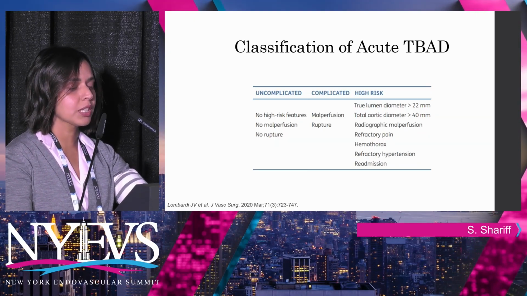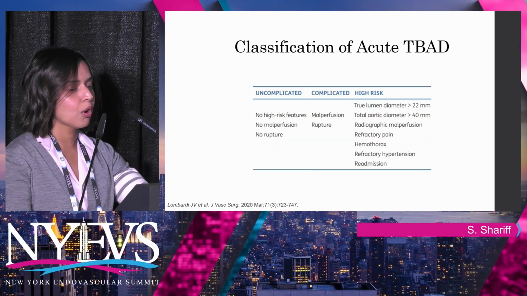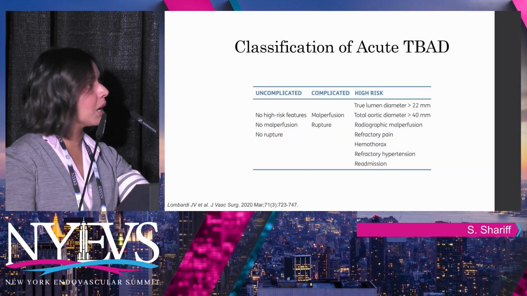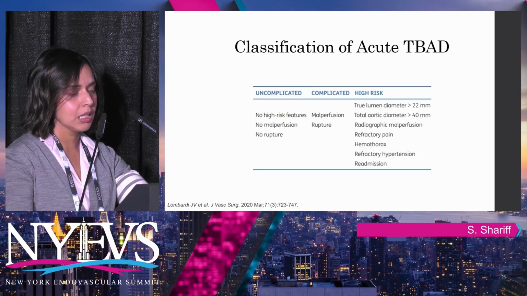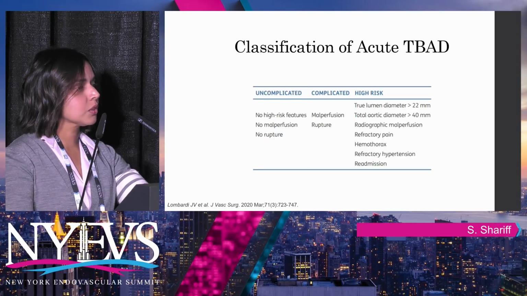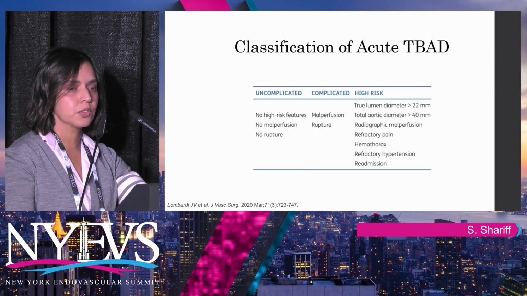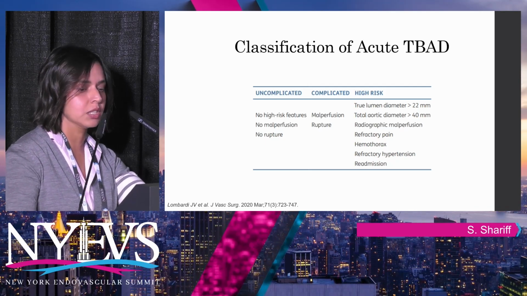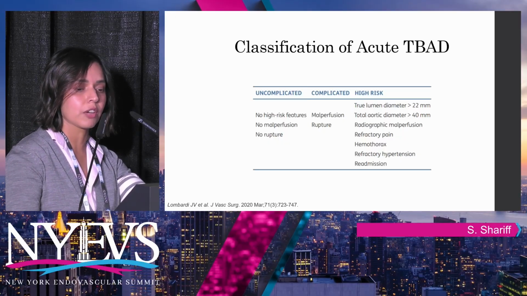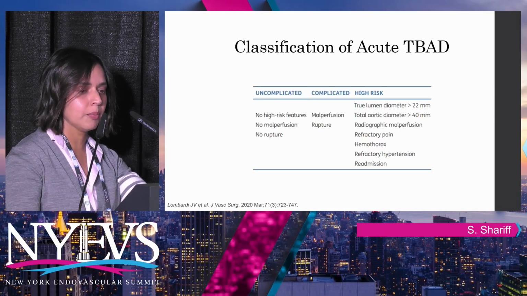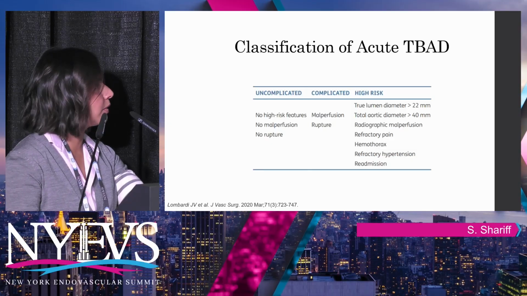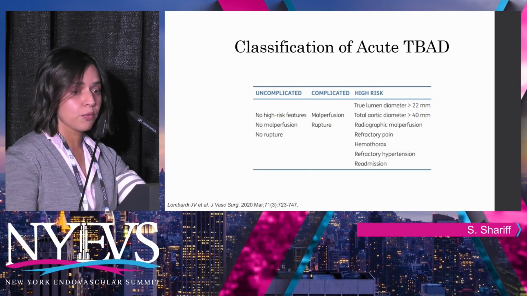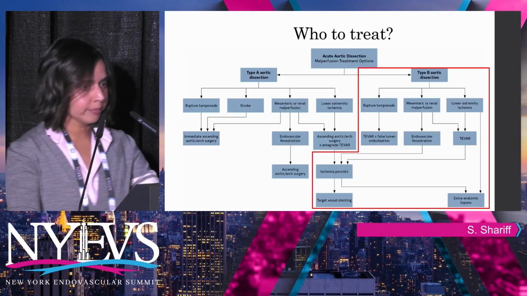So patients who present with rupture or malperfusion are classified as complicated dissections. Those without any malperfusion or rupture are uncomplicated. And then there's this third category, which are considered high risk, where they have certain features which increase their likelihood of late complications, such as refractory hypertension, refractory pain, radiographic findings such as true lumen diameter greater than 22, aortic diameter greater than 40. And we'll go into more detail later on.